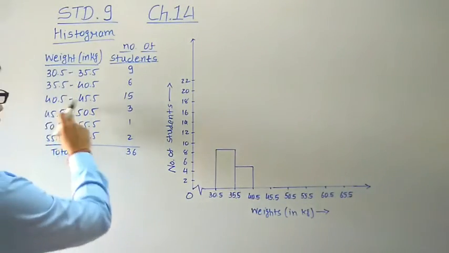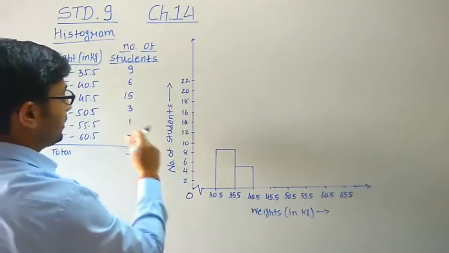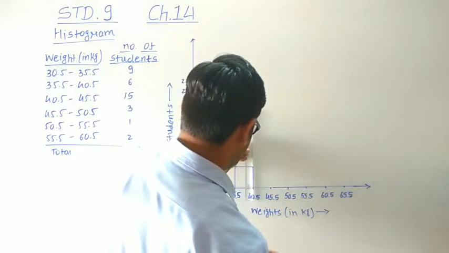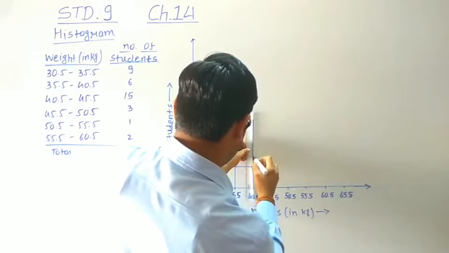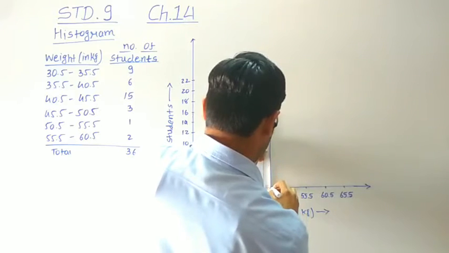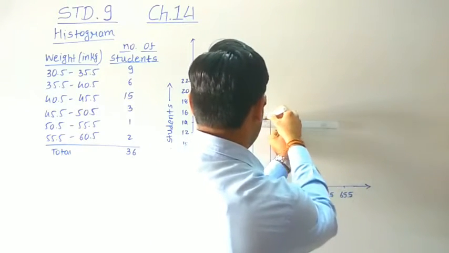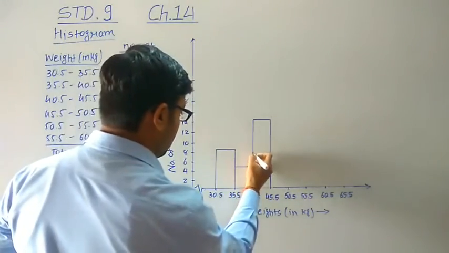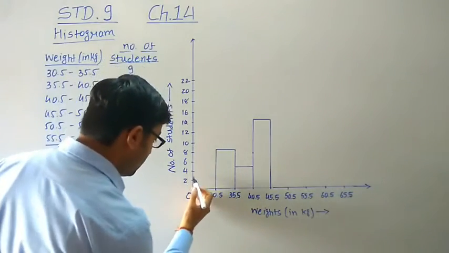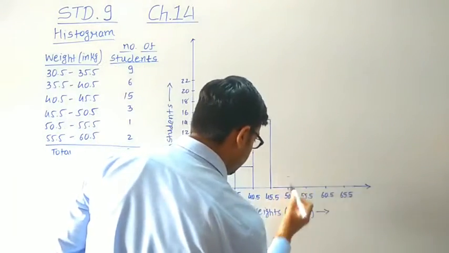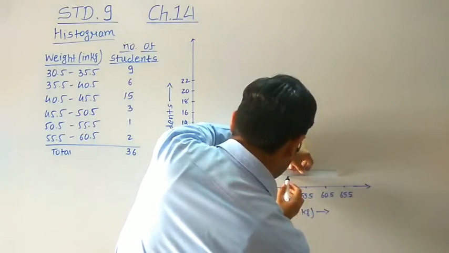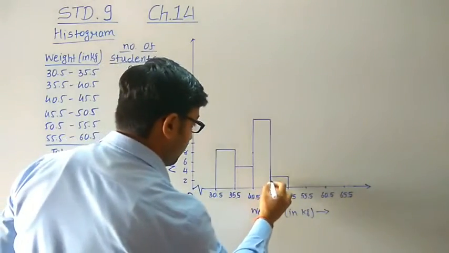Okay. Now the third value is 40.5 to 45.5, and we have to go up to the height 15, and 15 is here between 14 and 16. So up to this height we have to take this height. To this point we have to draw the graph. So from here to here also we have to take the same height. Now join this. So this is the third bar. Now the fourth one, that is 45.5 to 50.5, and the height is 3. 3 means here we have to take between 2 and 4. So up to this point we can take the height. Now join this. It will become our fourth bar.